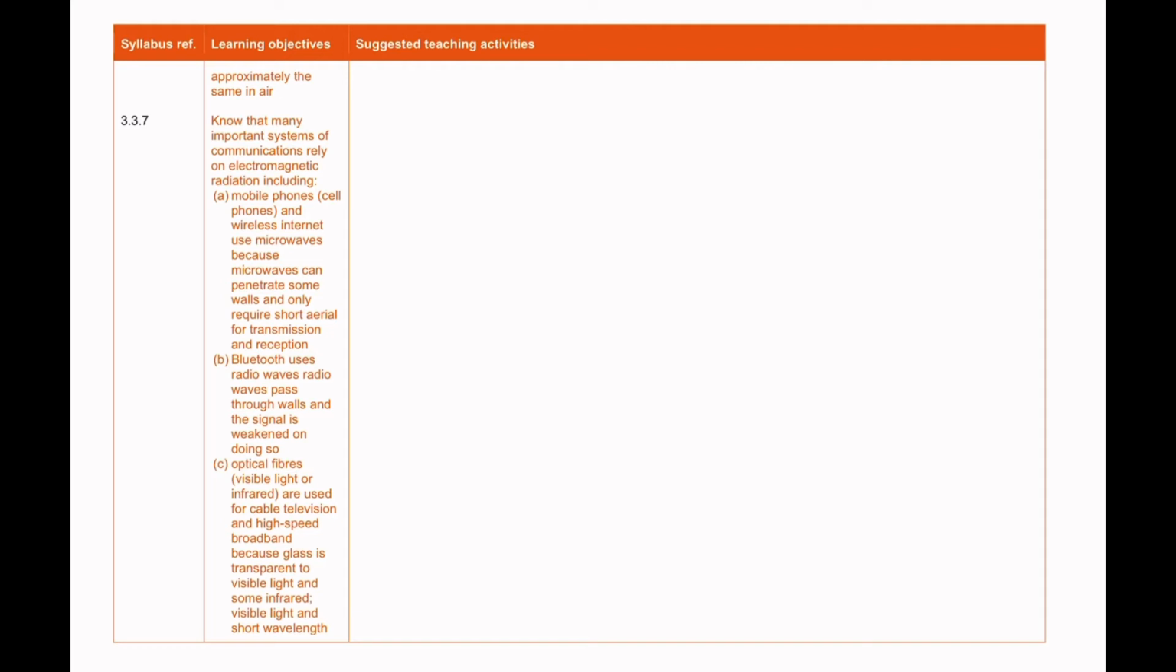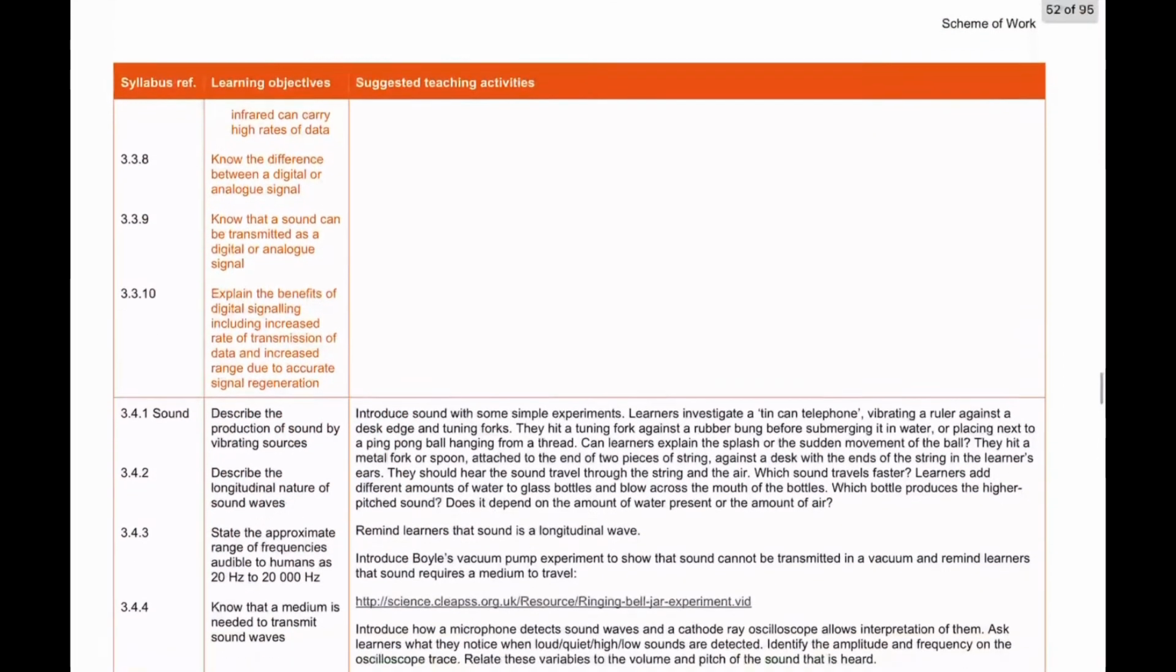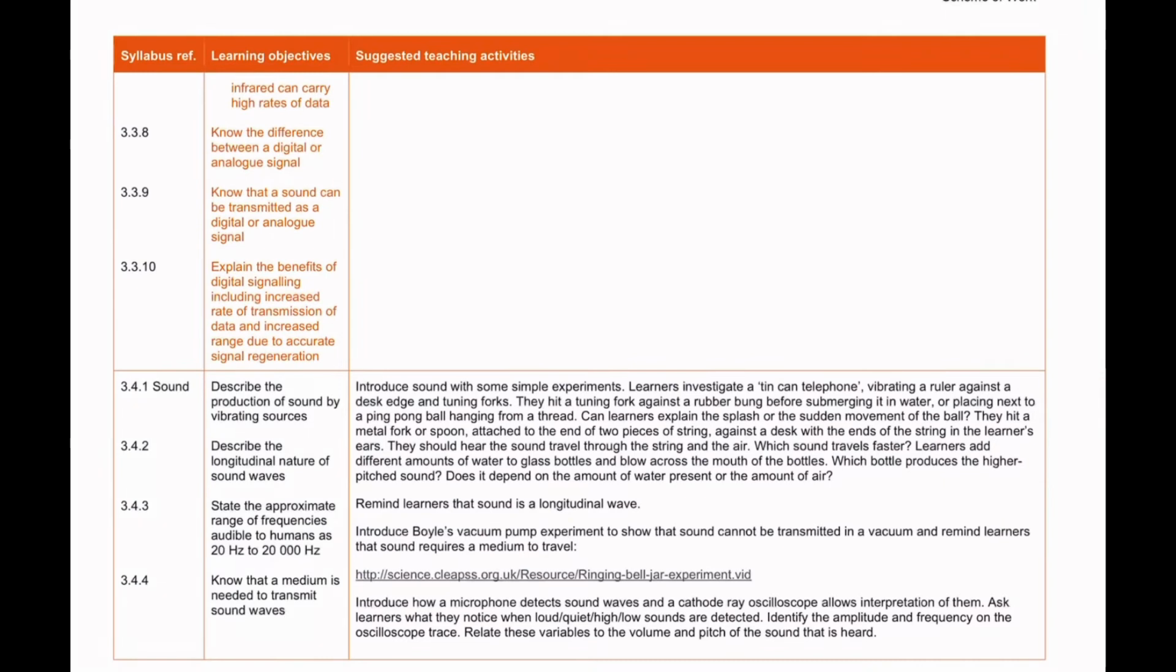Optical fibers, using visible light or infrared, are used for cable television and high-speed broadband because glass is transparent to visible light and some infrared, and visible light and short wavelength infrared can carry high rates of data.